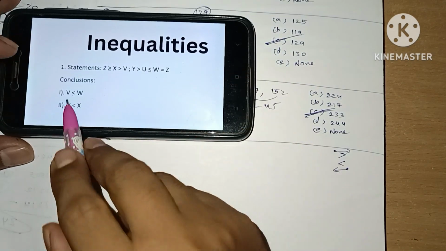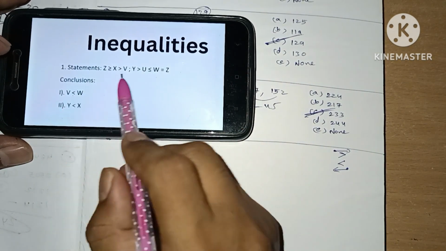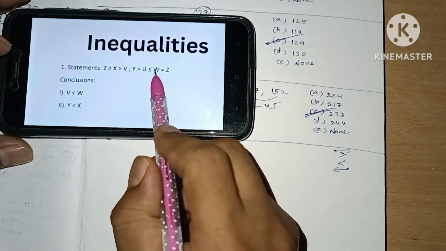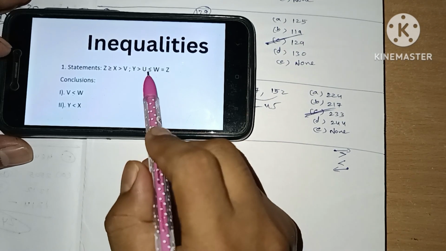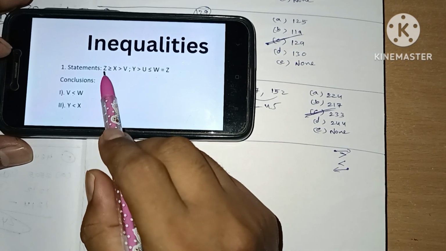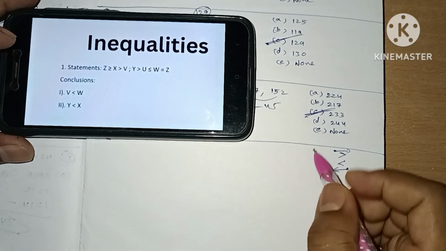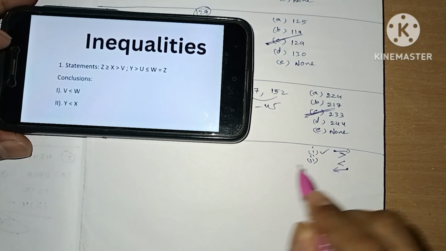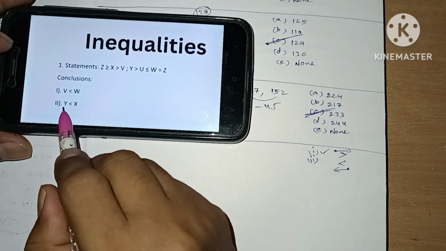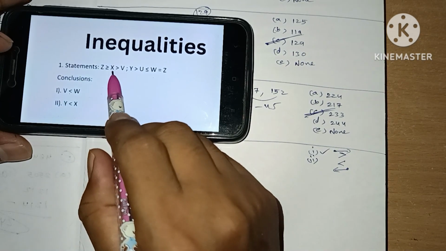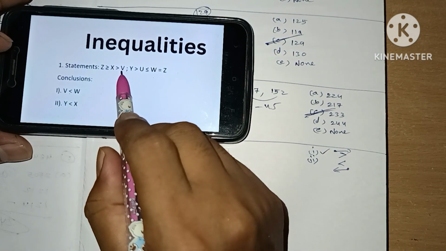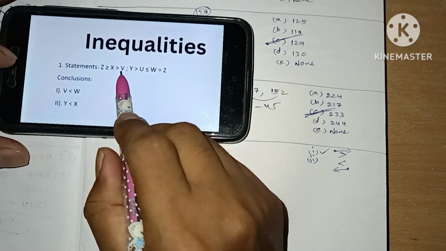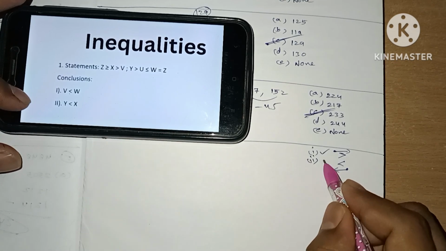First question, the flow from W to V. From W we are able to reach Z or U. From Z we can reach X, and V is possible. So first conclusion will be true. Second conclusion, the flow from X to Y. From X we can reach only V but cannot reach Y. So second conclusion is false.